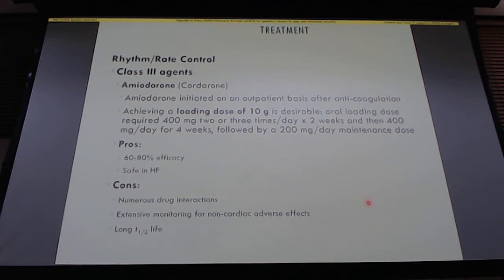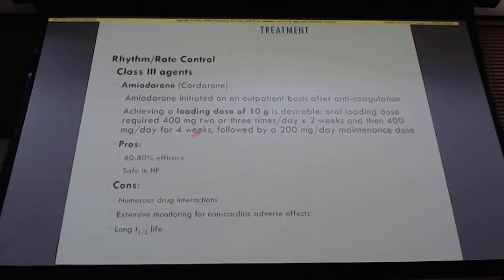So 10 grams is what we're trying to do. It does take them a while to get there. The reason why I want you to remember 10 grams is because most of the time while we're loading our patients, they're not in the hospital the entire time, okay? When you're doing your med recs and they come, if you feel like they should be at 10 grams by the time that they come to see you, then you should be like, hey, how are you taking your amiodarone?